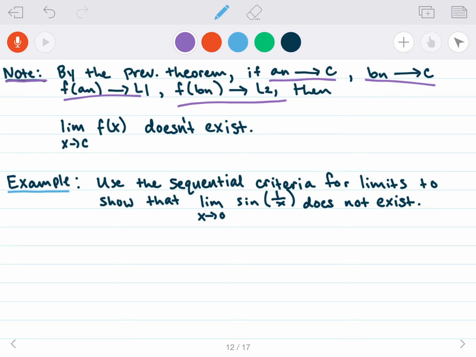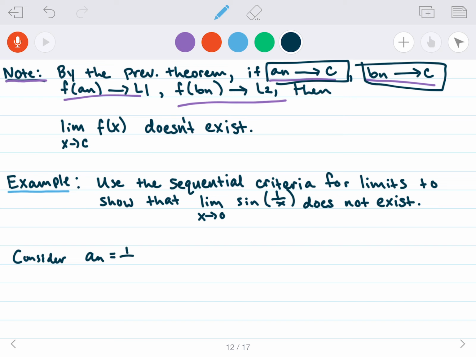So we can utilize this with this example. It says, use the sequential criteria for limits to show that the limit as x approaches 0 of sine of 1 over x does not exist. So this is kind of cool. All right, so we're going to find two sequences that go to the same c. In this case, our c is 0. And we're going to show that f of these sequences go to different things and therefore deduce that the limit can't exist.